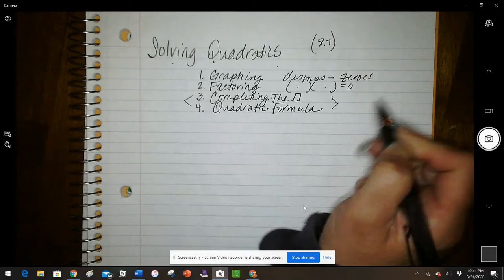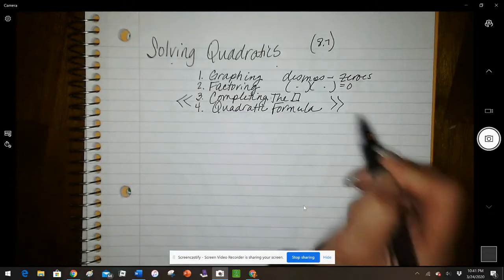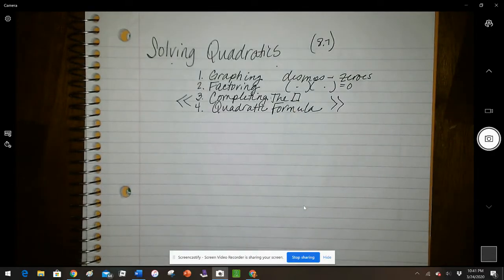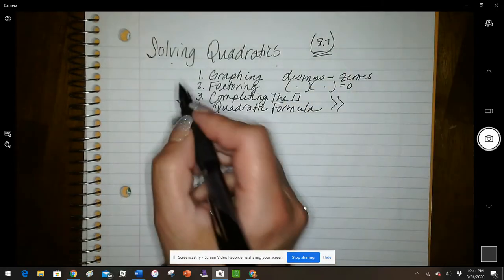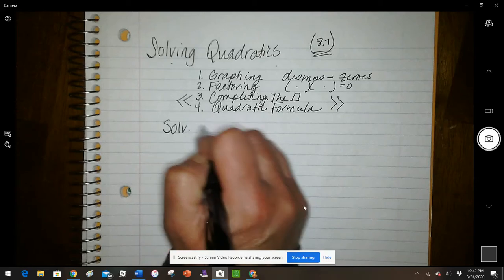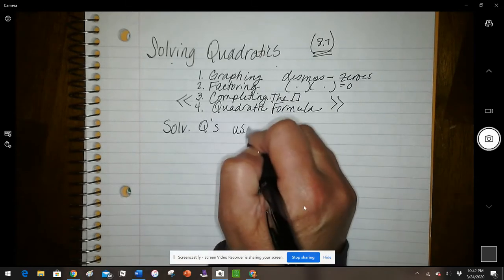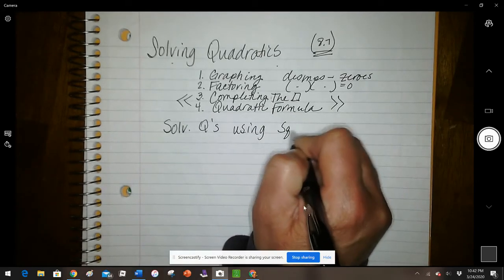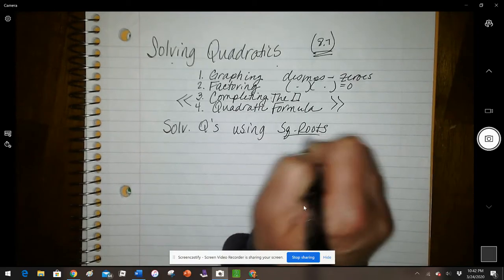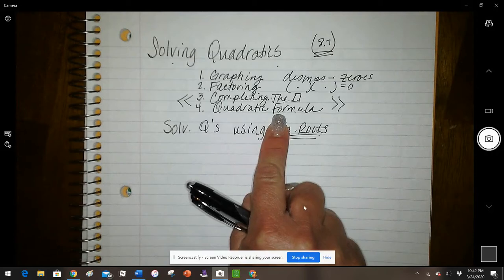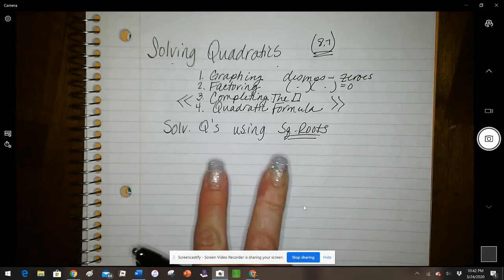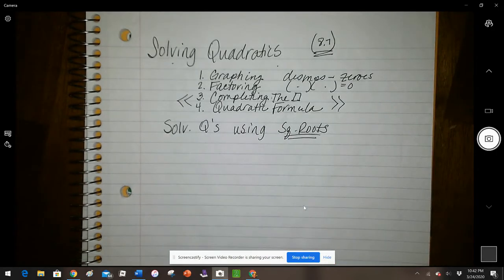But in order to get us ready for these two things, we have to do section 8.7 today, which is solving quadratics using square roots. Okay, because there's going to be some square roots involved when you complete the square and when you do the quadratic formula. So we're going to practice doing that right now. Okay, so speaking of square roots, let's talk about square roots really quickly first.